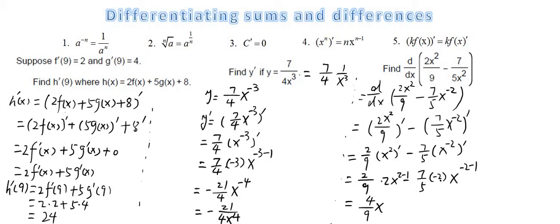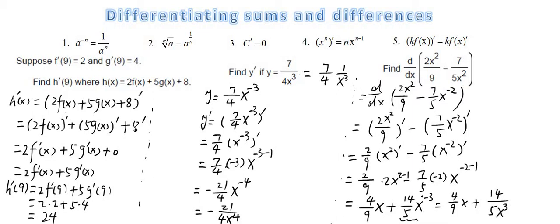And here, negative, negative is positive. 7 times 2 is 14, over 5, and here is x to the power negative 3. Again, for the last term, we can use rule number 1 and write this in the denominator. So we have 4 over 9x plus 14 over 5 times x to the power 3, or x cubed.